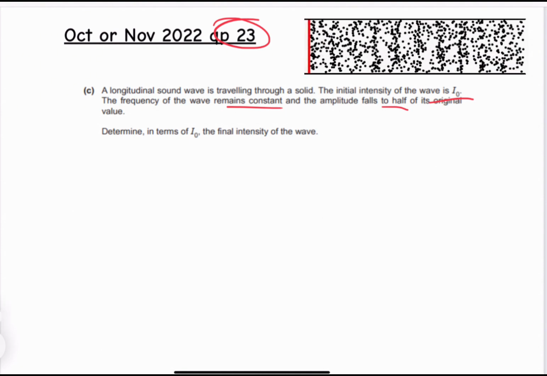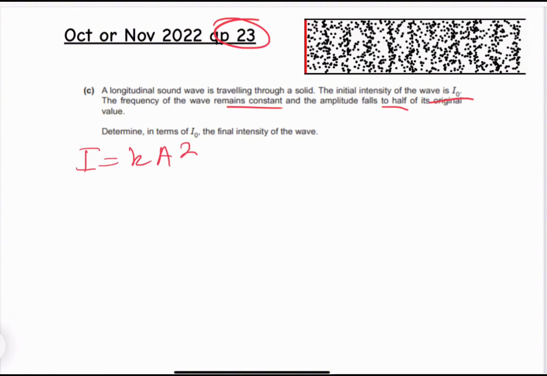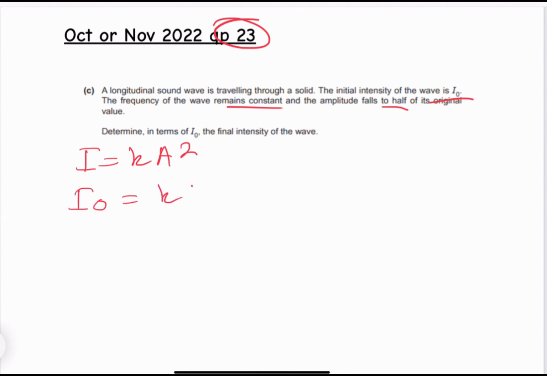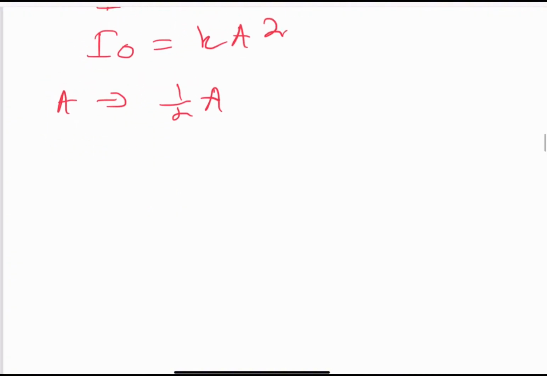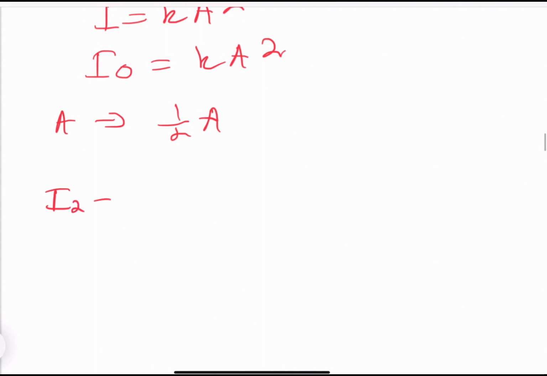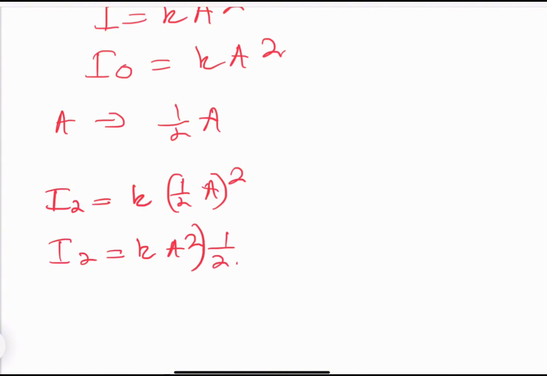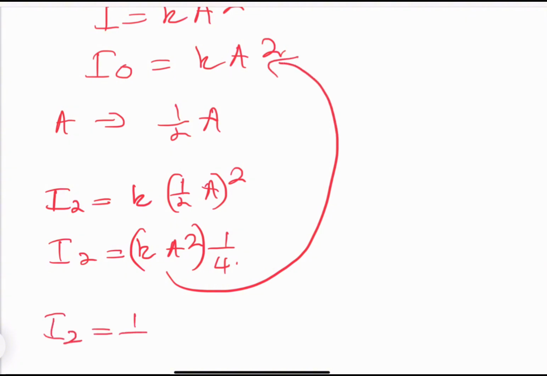So you go back, you say that you know that I is equivalent to Ka squared, right? This is your initial intensity, I0, which is equivalent to Ka squared. So if intensity falls half, it means that the amplitude is now half of A. It's now a different amplitude altogether. So if we were to go to our values here, we know that the value of I2 that we get out will be K half of A, so substitute that, half of A squared. So I2 will be equivalent to Ka squared multiplied by half squared. But Ka squared, guys, is actually I0. So this half has to be squared, so half squared is actually 1/4. So this Ka squared is actually the same as that, meaning that I2 is actually 1/4 of I0.